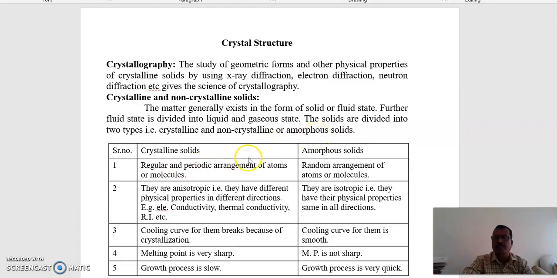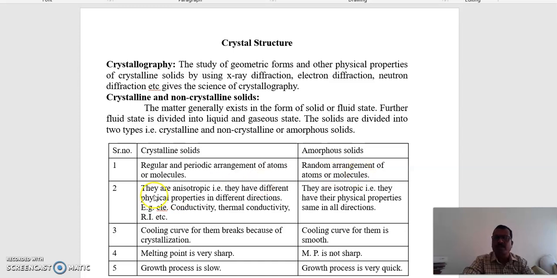We see the difference between crystalline solids and amorphous solids. Crystalline solids. In crystalline solids, there is a regular and periodic arrangement of atoms or molecules. But at the same time, in amorphous solids, powder form, there is a random arrangement of atoms or molecules.